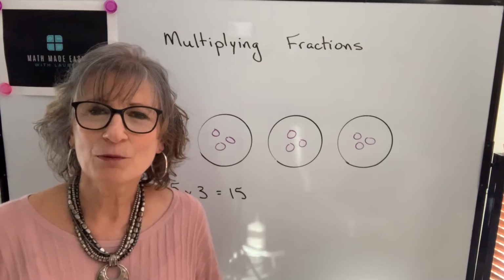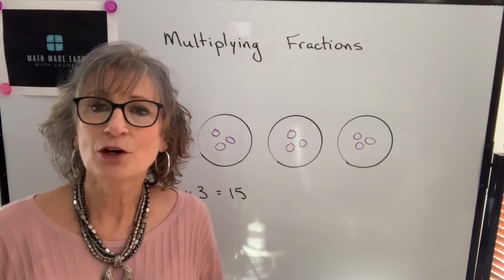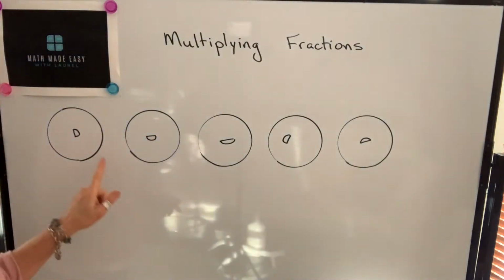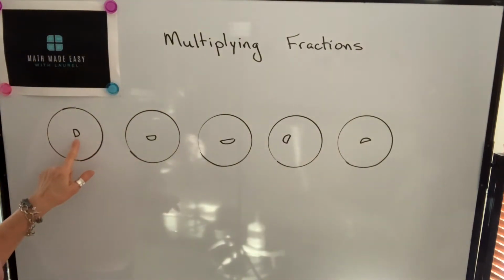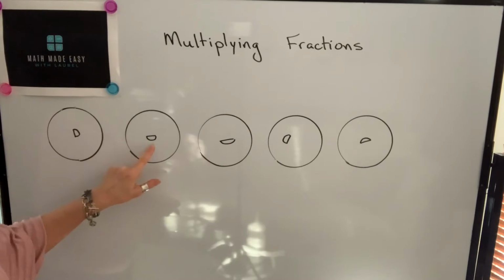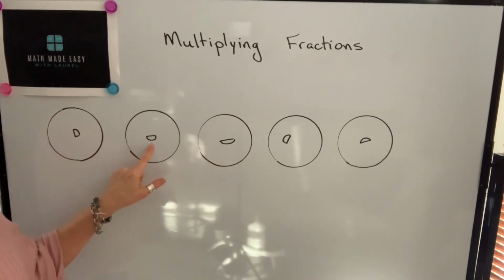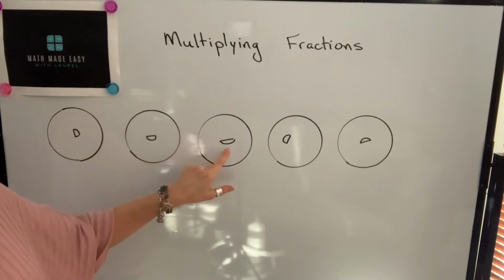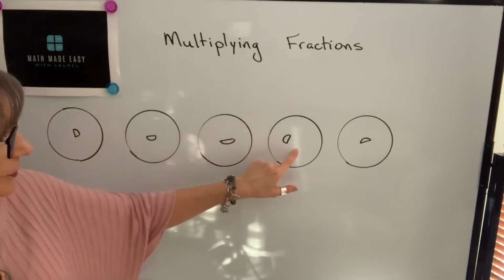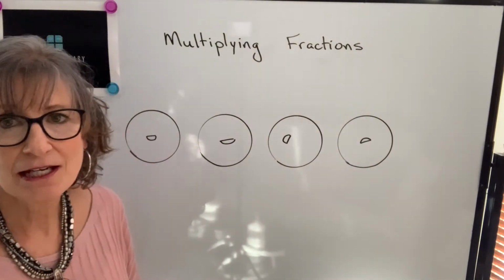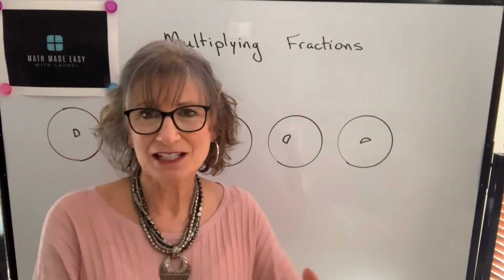Now let's look at what would happen if we only had part of a cookie or half a cookie on each plate. So if we just had half a cookie, use your imagination, on each plate, it's like 1/2 plus 1/2 would be 1 full cookie, plus another half would be 1 1/2, plus another half would be 2, plus another half would be 2 1/2 cookies. But again, we don't want to always have to count to get our result.